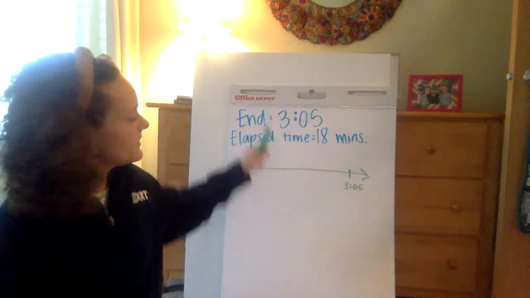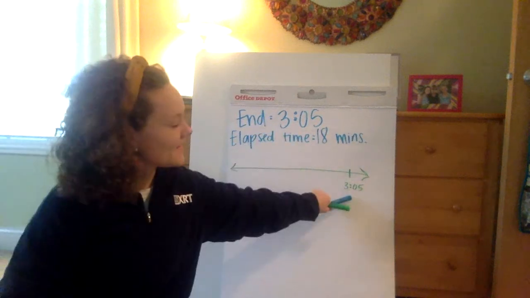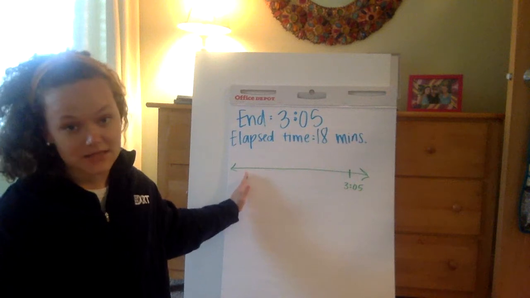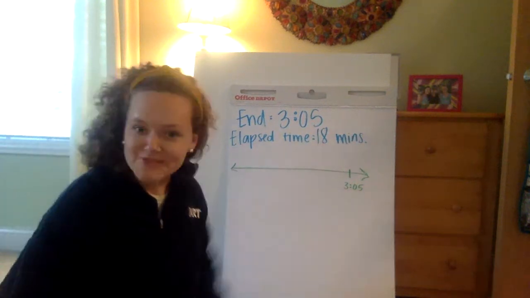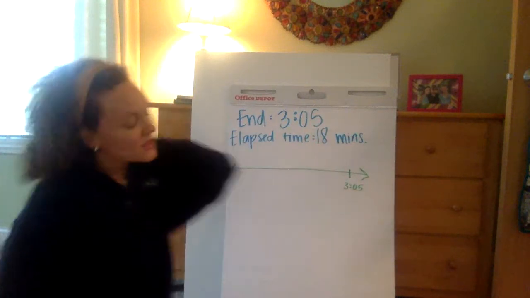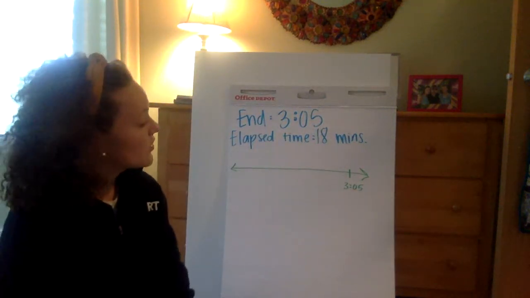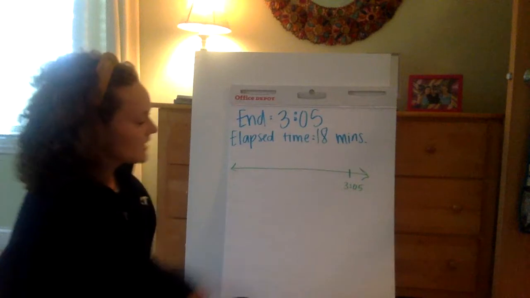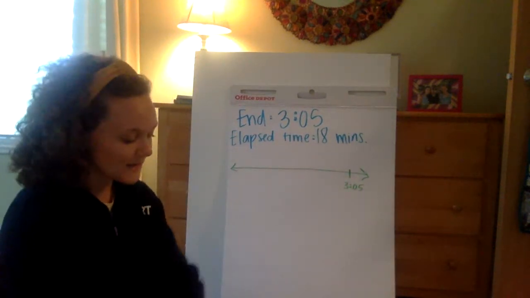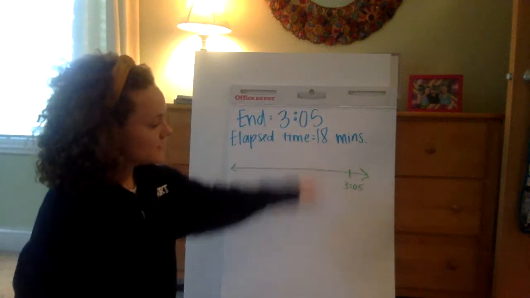Okay, this is the last one we're going to try together, and this one's a little bit different because they give you the end time first, and you need to figure out what the beginning time is just by being given the elapsed time. Okay, so let's try that out. Our end time is 3:05, so we're not going to start here. We're starting at the end of our number line. So 3:05, we need to count backwards by 18 minutes.